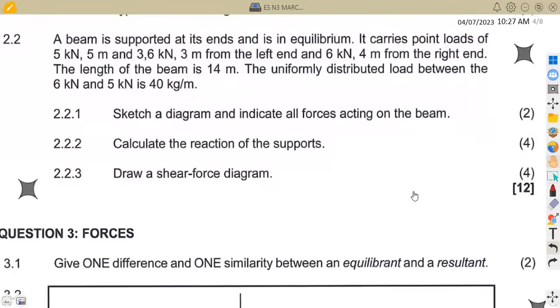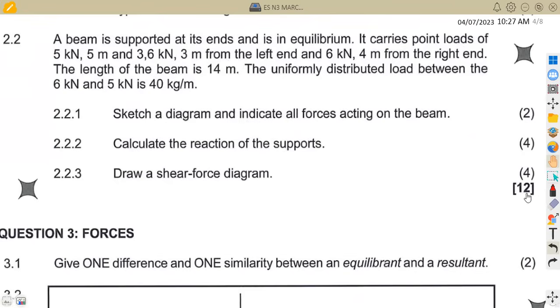All right, so that is what we have. Question 2.2, a beam is supported at its end and is in equilibrium. It carries point loads, we're given the point loads, this and that. Sketch the diagram and indicate all forces acting on the beam. That's 2 marks for that.